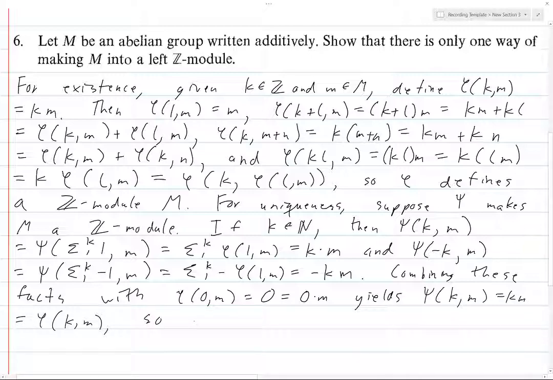So psi equals phi. Okay, so we know that phi does make M into a left Z module, and any map that makes M into a left Z module is equal to phi. And so this completes the proof, because it establishes that phi exists, and it is the one and only one way of making capital M into a left Z module. And so that's exactly what we wanted to prove.